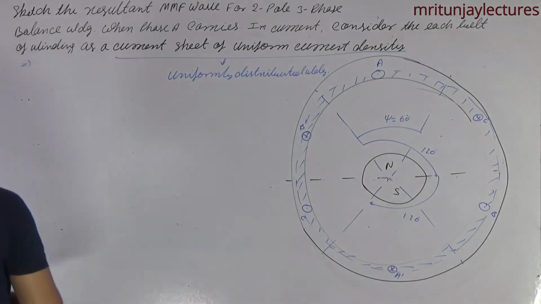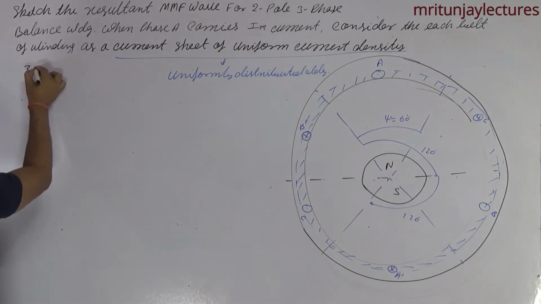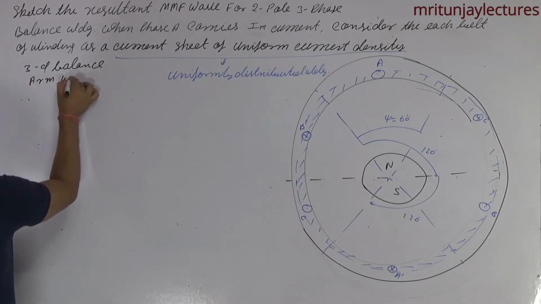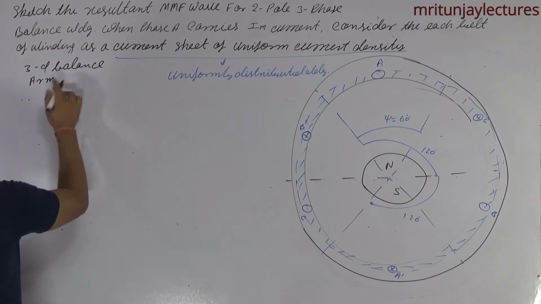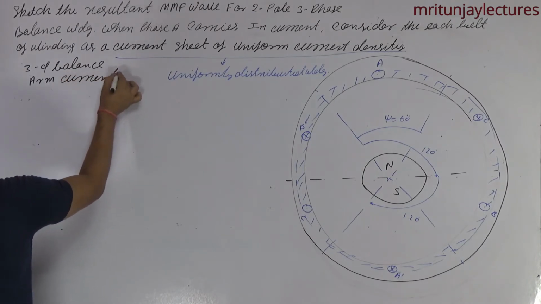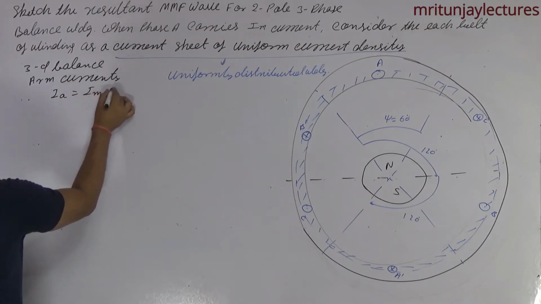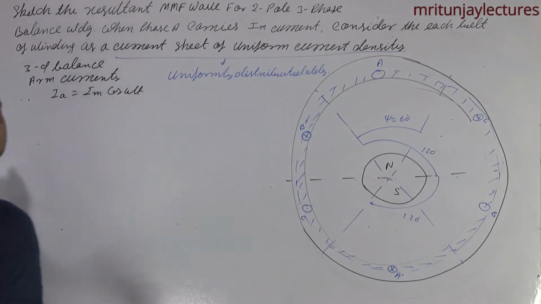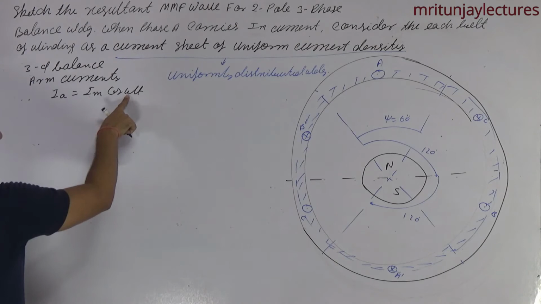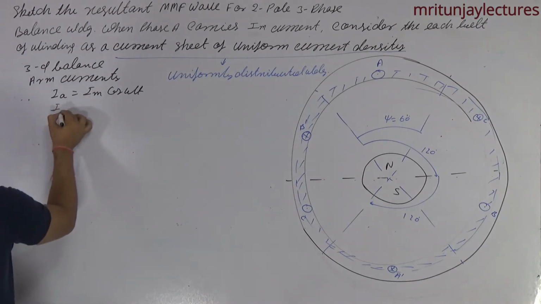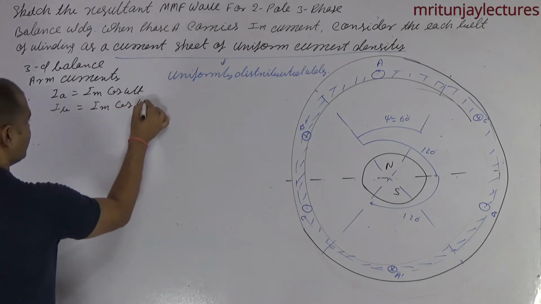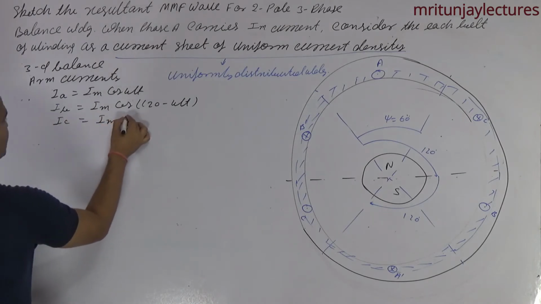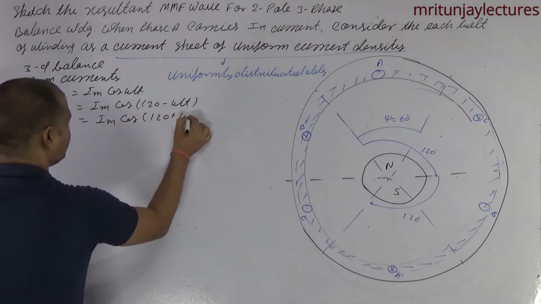Now, for the three phase balanced armature winding, first the armature currents. IA is equal to Im cos omega t; you can also take cos or sine. Magnitude wise the current is the same, and frequency is the same, but the phase shift is different: 120 minus omega t or omega t minus 120, both are the same thing. Im cos(omega t plus 120).